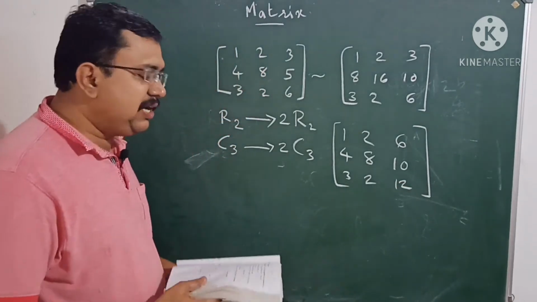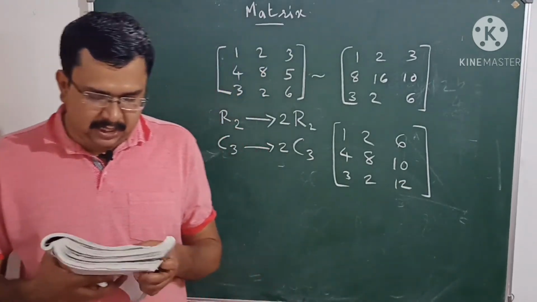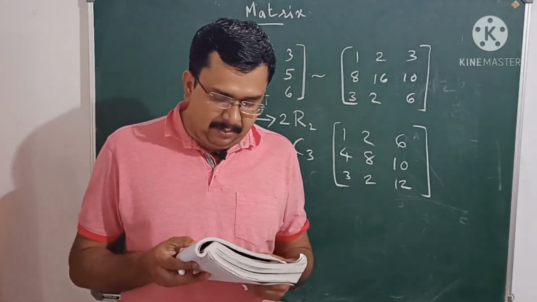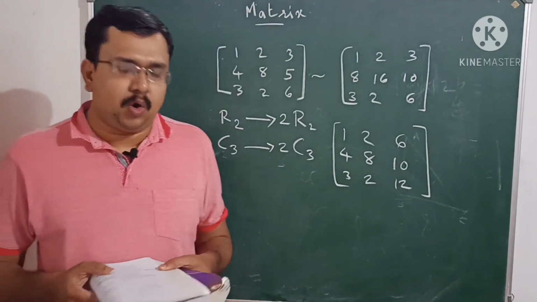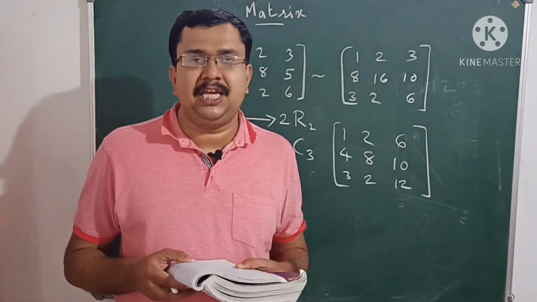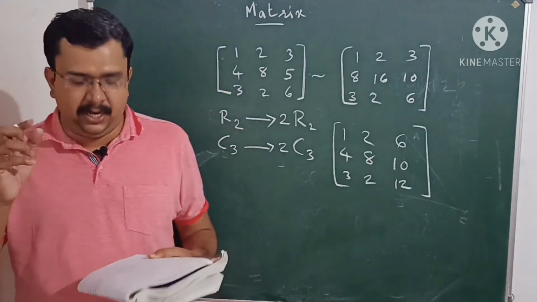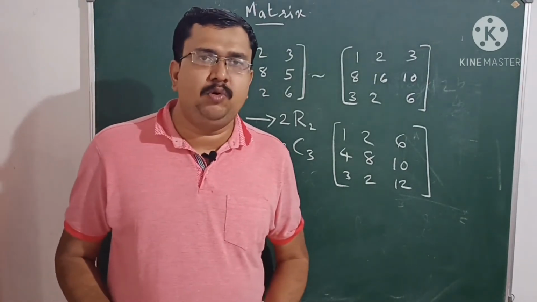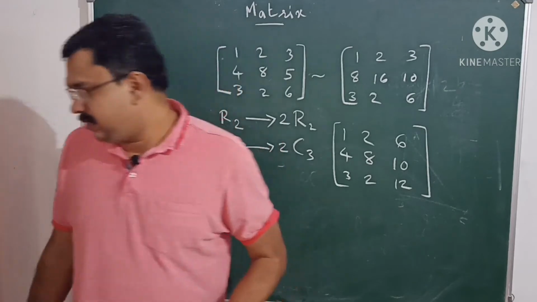Okay, that is our second elementary row operation: multiplication of the elements in a row or column by a non-zero scalar. That is our second operation. Now we can move to our third operation.